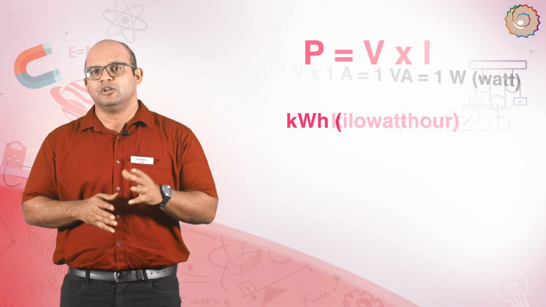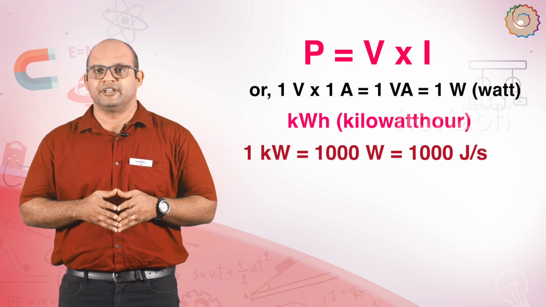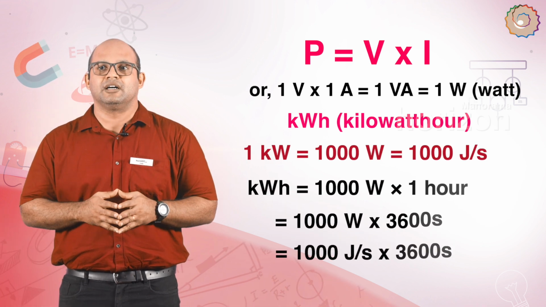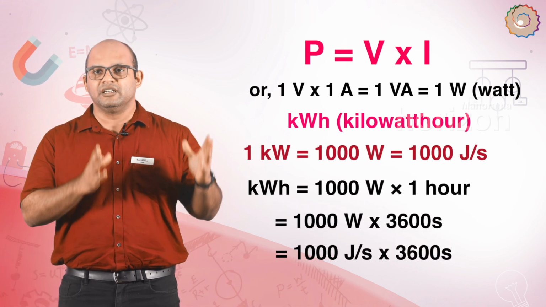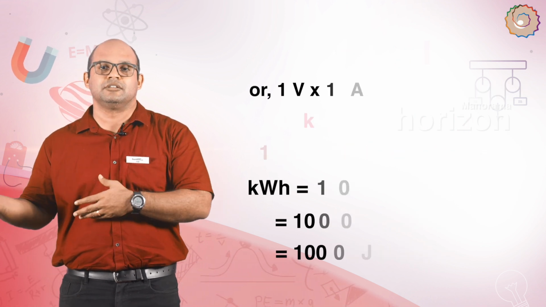Unfortunately, it is also very impractical because most applications require significantly greater amounts of power, especially in commercial use. So we have come up with an alternative commercial unit for this purpose called the kilowatt hour. A kilowatt is 1000 watts or 1000 joules per second. And when we say kilowatt hour, we simply mean multiplying 1000 watts with 1 hour. An hour contains 3600 seconds.